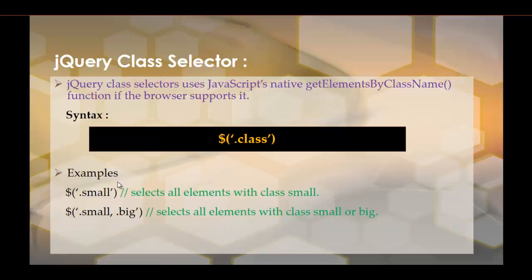You can find the examples here. I have the dollar, and within that I'm specifying the dot symbol, which represents the class, and this small is the class name. When I do this, it selects all the elements with the class named small. Similarly, you can observe the one below. I have specified small as well as big. The jQuery selector selects all the elements with the class name either small or big. So let me show you a demo of this.